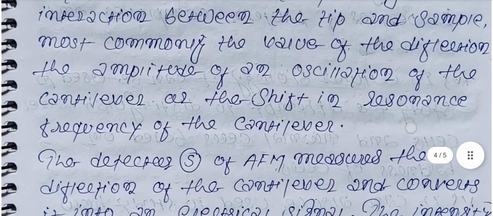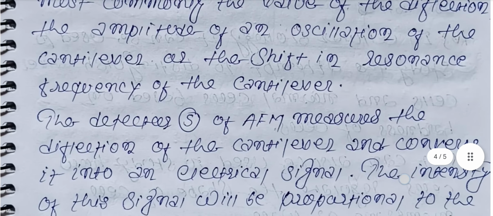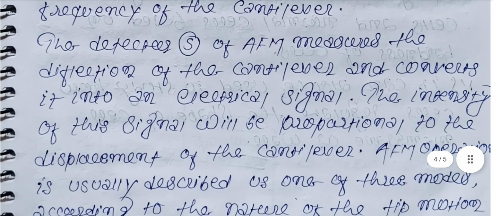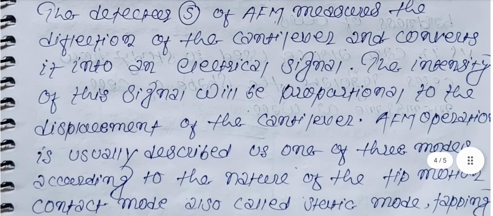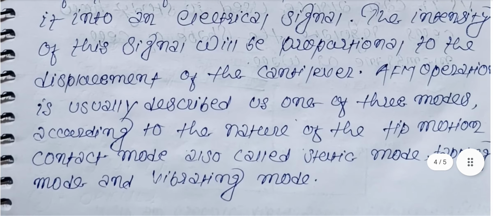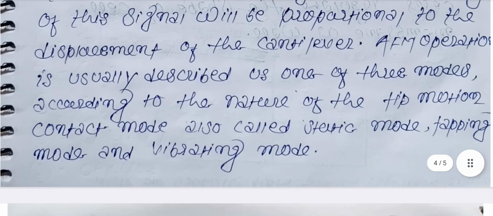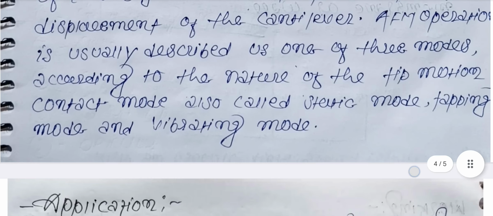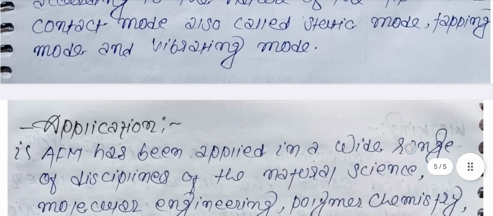The detector five of AFM measures the deflection of the cantilever and converts it into an electrical signal. The intensity of the signal will be proportional to the displacement of the cantilever. AFM operation is usually described as three modes according to the nature of the tip motion: contact mode, also called static mode, tapping mode, and vibrating mode.